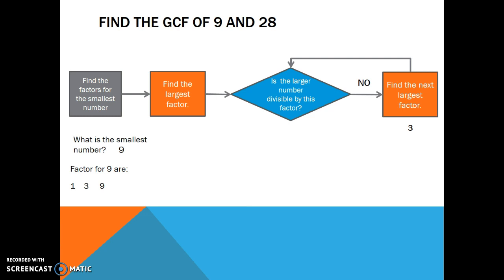Well, we still have one more factor that we can look at, and the next largest factor is 1. Is 28 divisible by 1? Well, sure it is, because everything is divisible by 1. So we found the greatest common factor, and it is 1.